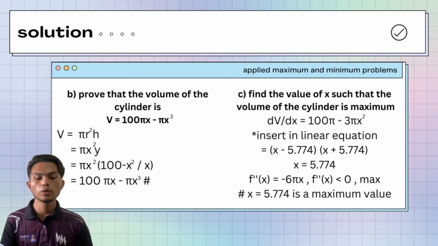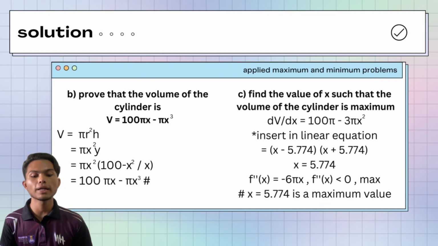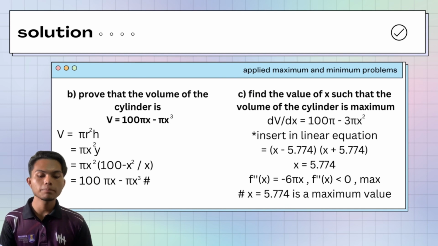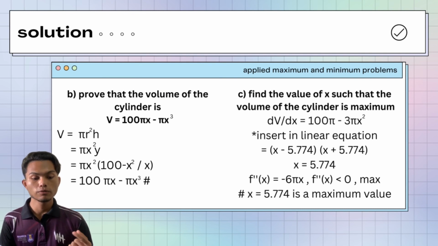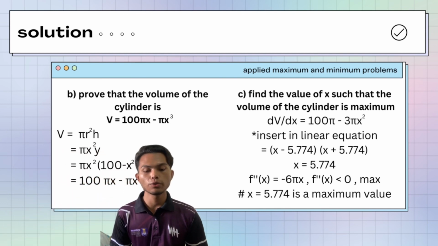For question B, we need to prove that the volume of the cylinder is V equals 100 pi x minus pi x cubed. We know that V equals pi r squared h, and we substitute h with y, which is 100 minus x squared over x. Then we get pi x squared times 100 minus x squared over x, and from that, we get 100 pi x minus pi x cubed.